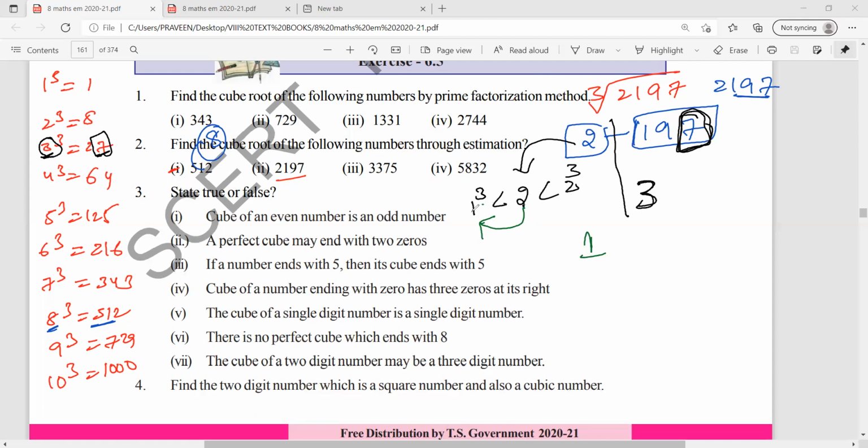You take the lower value. So 1 cube, you select the value 1. So 1 comes here and 3 comes here. The answer is 13. This is the way to find the cube root using the estimation process. It's very clear, there is no doubt at all. Clear?